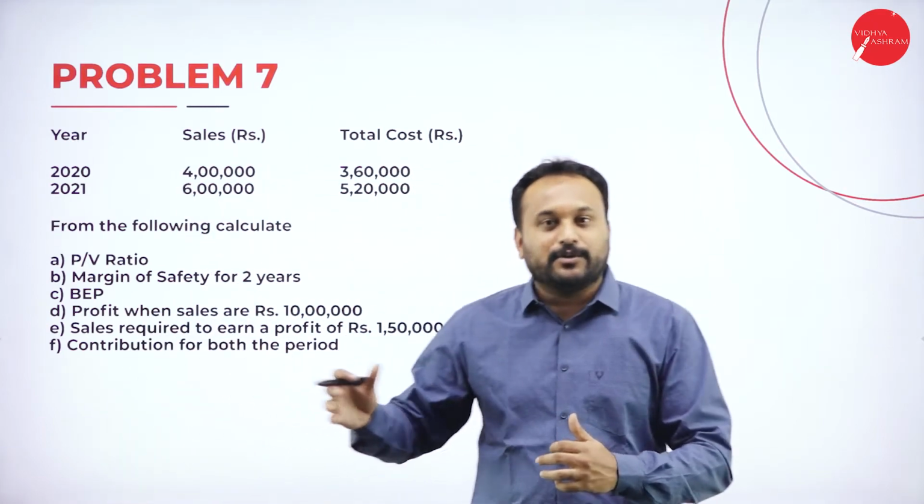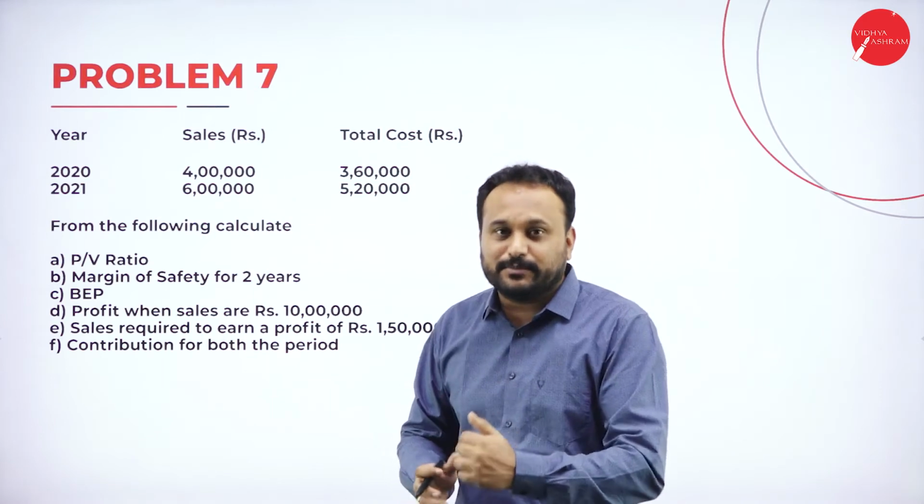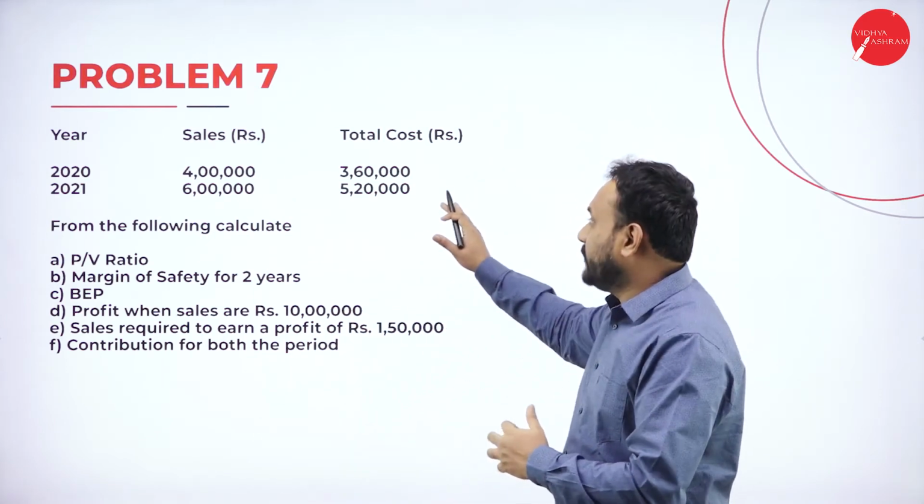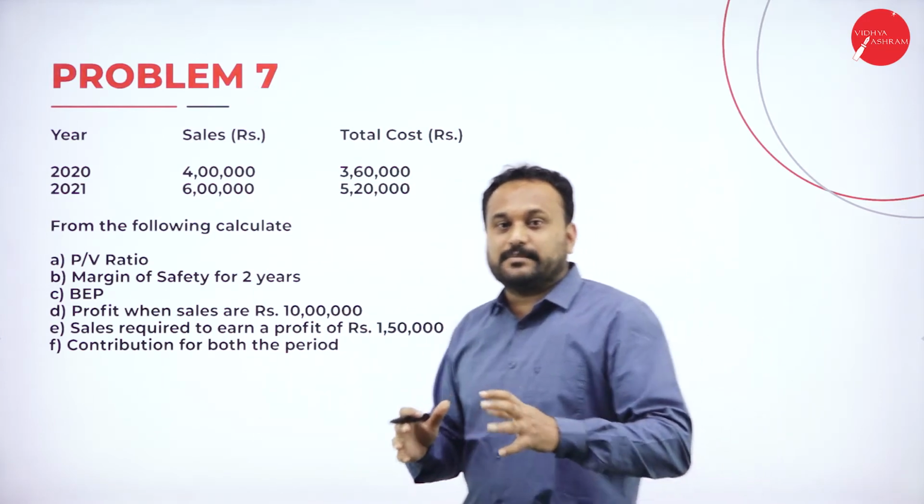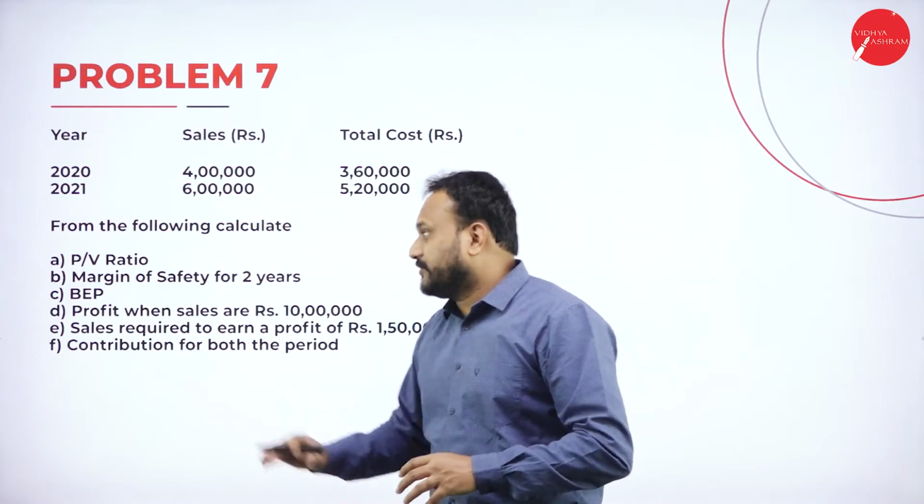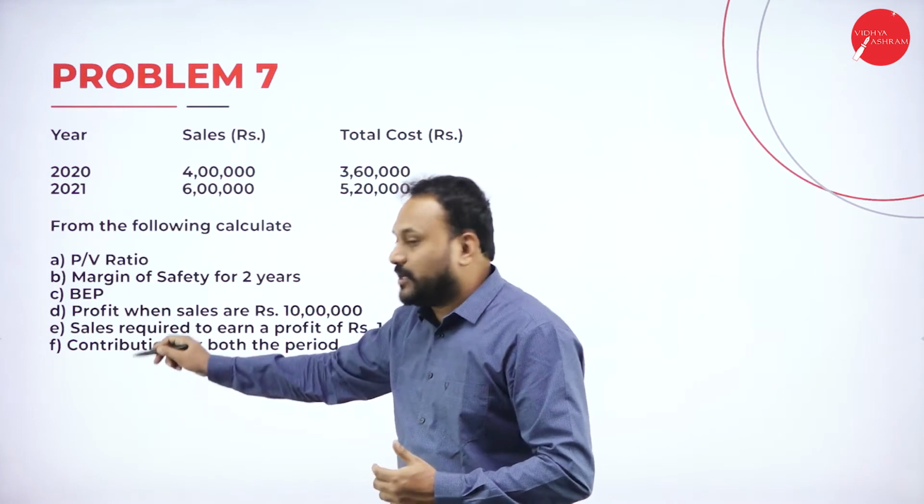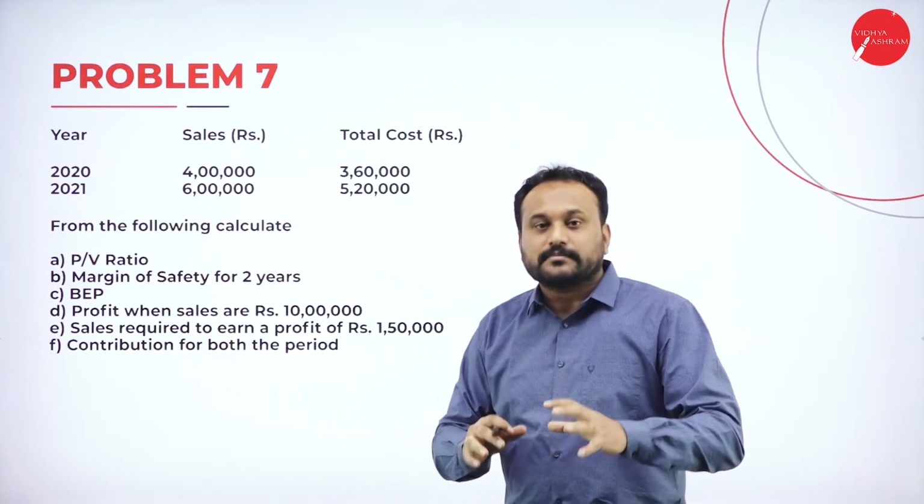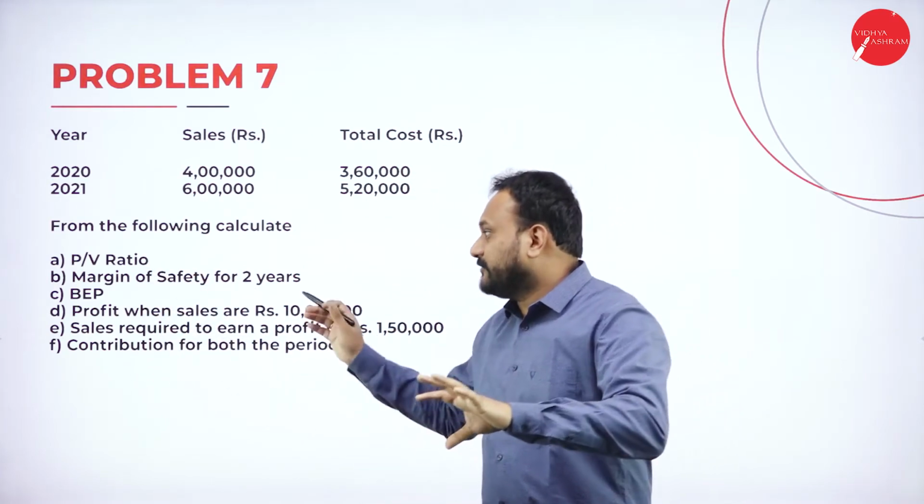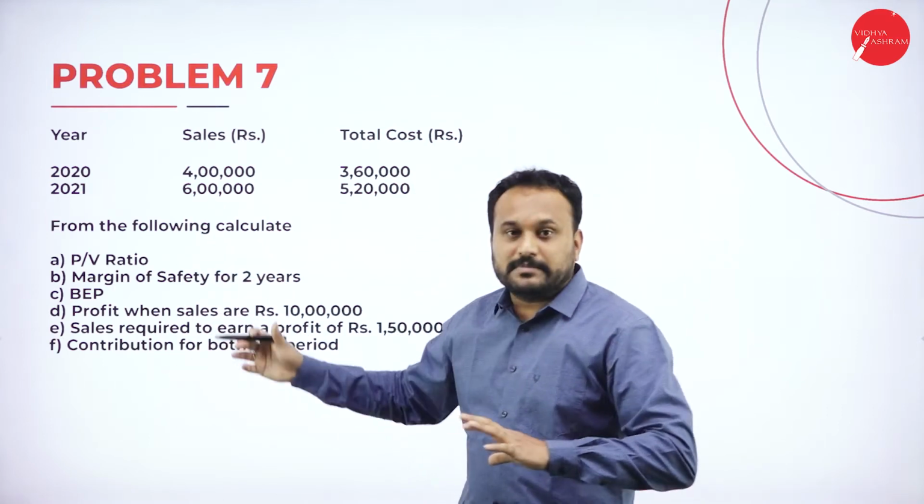Last session I told you what we are supposed to do if profit and loss comes. But now we don't have profit nor loss. What exactly are we supposed to do? They're asking us to find the same thing, that is the PV ratio, margin of safety. These are the formulas which you are supposed to remember. With the formulas we can solve all the problems, isn't it?